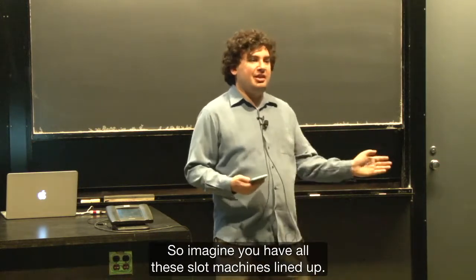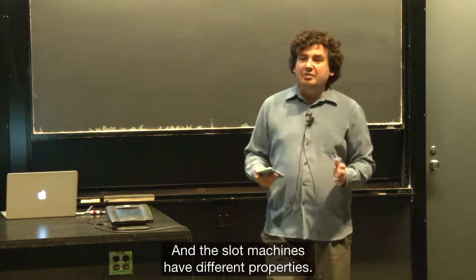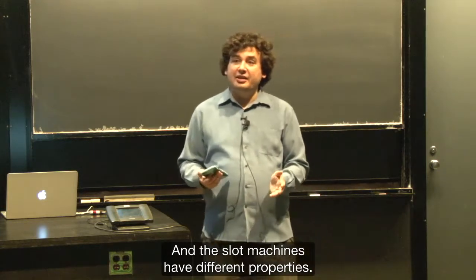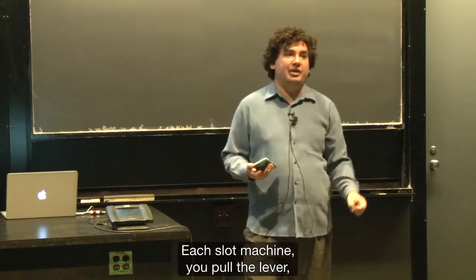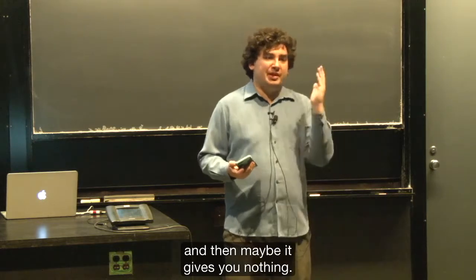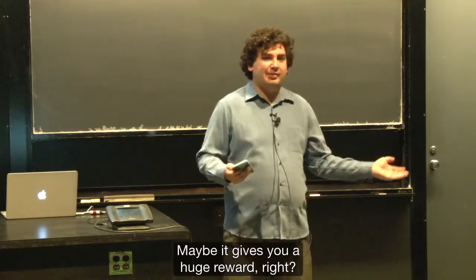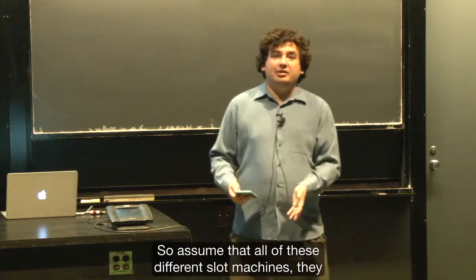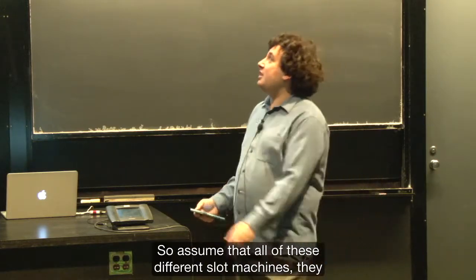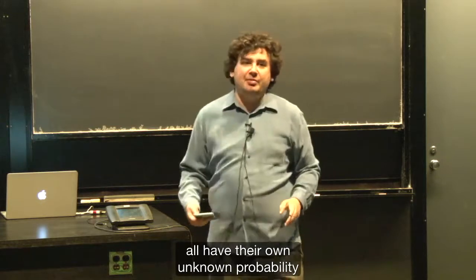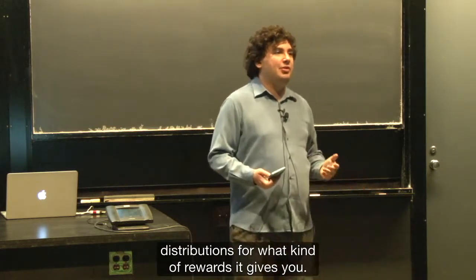So imagine you have all these slot machines lined up, and the slot machines have different properties. Each slot machine, you pull the lever, and maybe it gives you nothing, maybe it gives you a small reward, maybe it gives you a huge reward. Assume that all of these different slot machines have their own unknown probability distributions for what kind of rewards they give you.